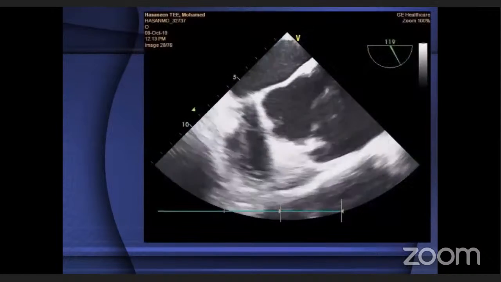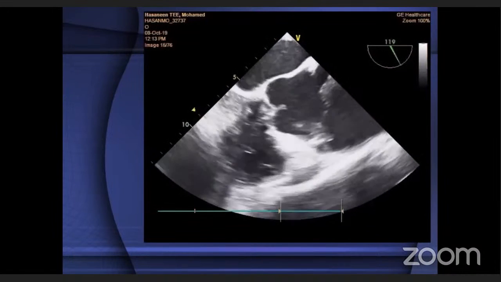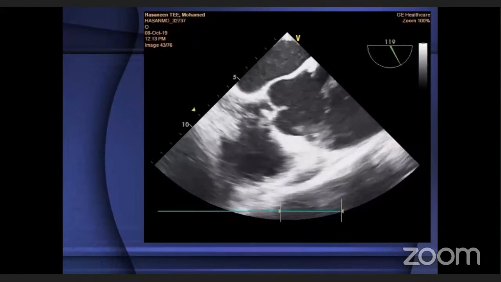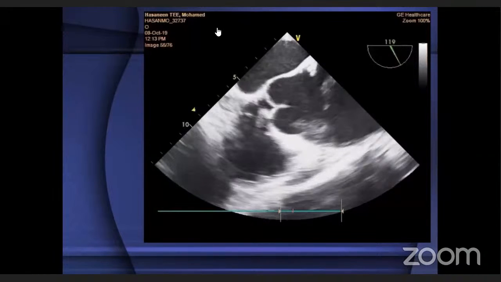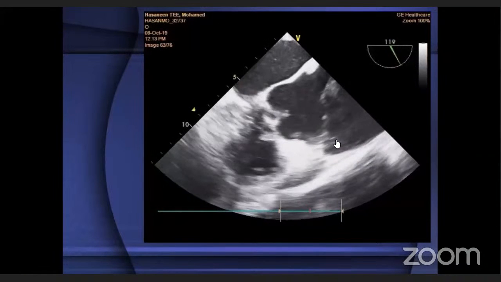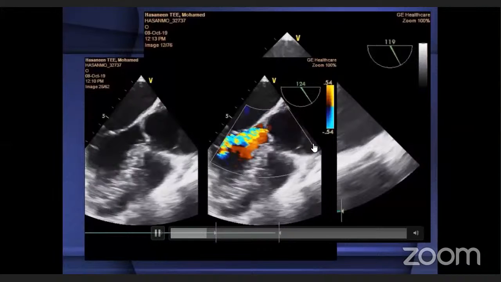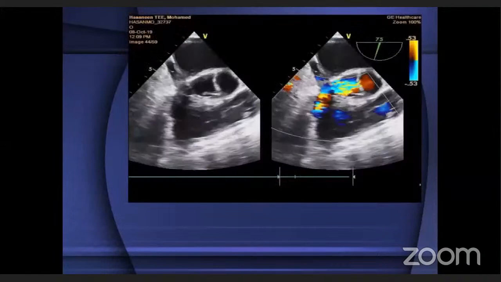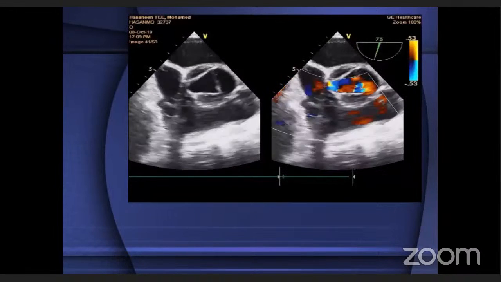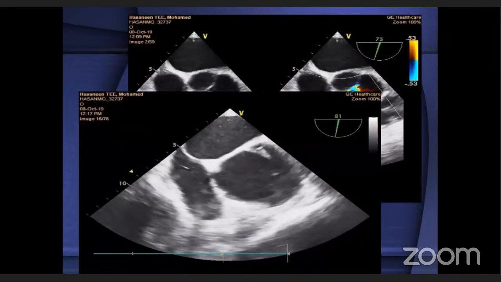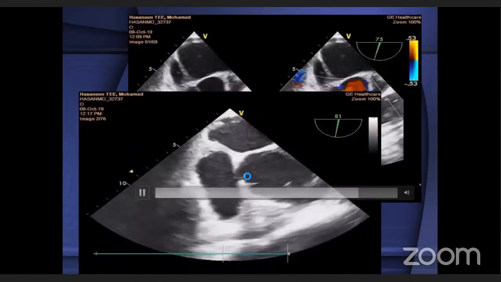We moved to 120 degrees, and we saw the flap as we can see here. In the short axis, we wanted to try to visualize the coronary ostia, but actually it is a very difficult job. We saw the dissection flap is visible. There is full union, as you can appreciate from the image.